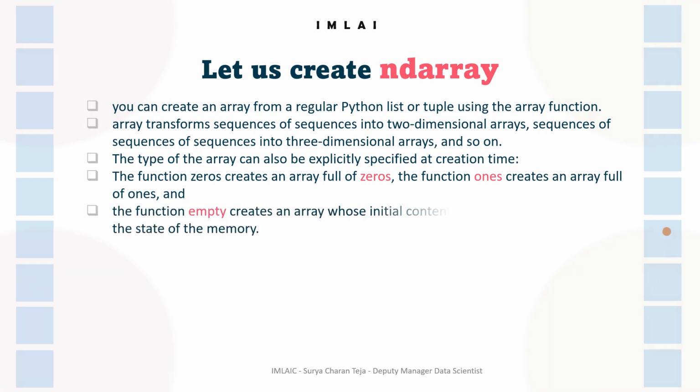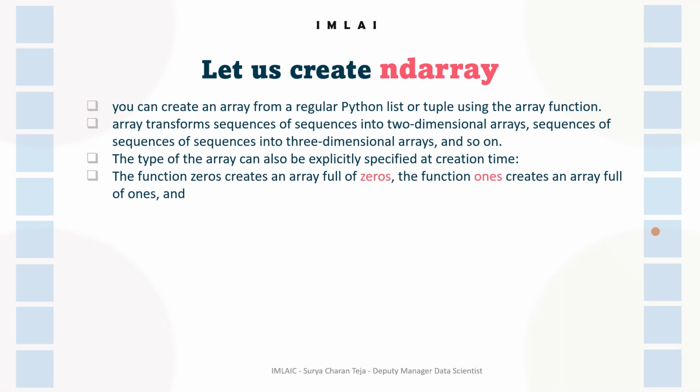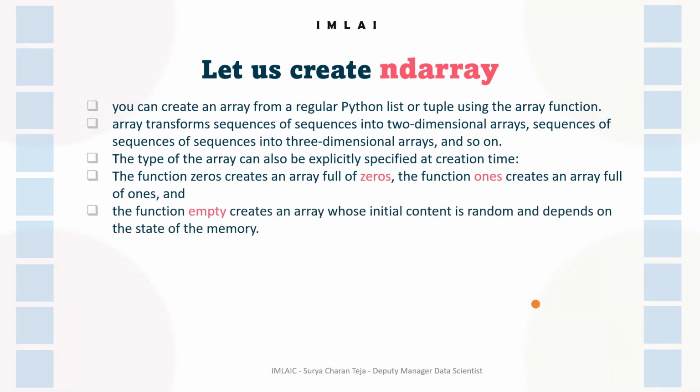One such method is the function zeros. If you use the zeros method, it creates an array full of zeros, and similarly the method ones creates an array full of ones, and the function empty creates an array whose initial content is random and depends on the state of memory. By default, the dtype of the created array is float64, but it can be specified via the keyword argument dtype.